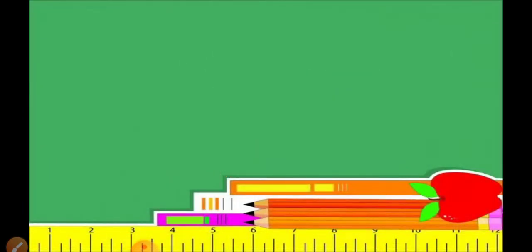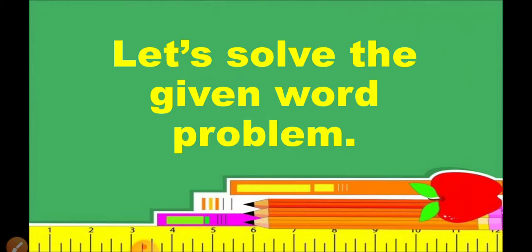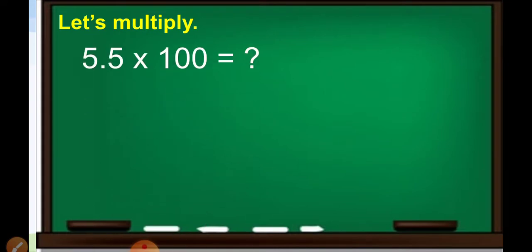Okay, let us solve the word problem. Let's multiply 5.5 times 100 equals n. So let us write the given in vertical form like this. So 100 times 55. So in multiplying decimals, let us disregard the decimal point. Okay, let us multiply. 5 times 0 equals 0. 5 times 0 equals 0. 5 times 1 equals 5.